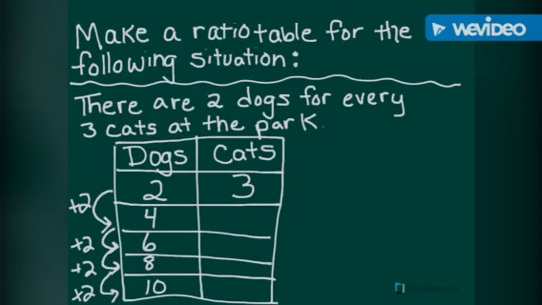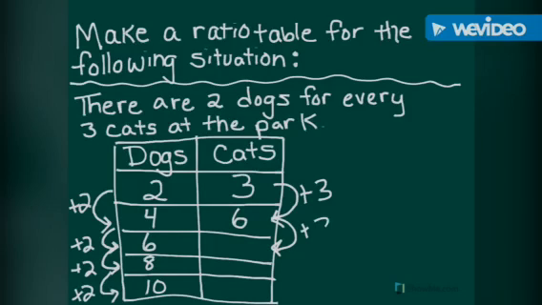If you remember from yesterday, that is a rate table because it is going up by a constant rate. We're making it into a ratio table because we're also comparing it to another rate table, which is going to be the cats. From our situation, we know that we are going to have a unit rate of 3. So each time we're going to increase by +3.